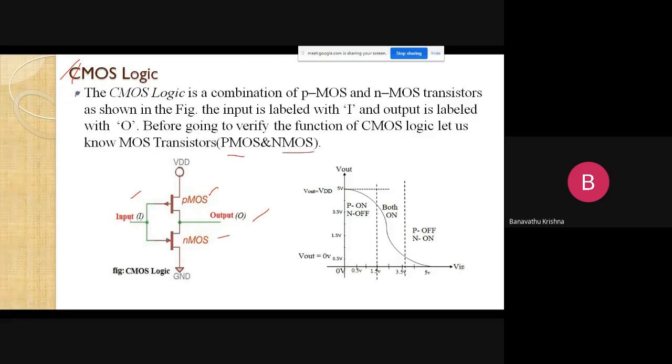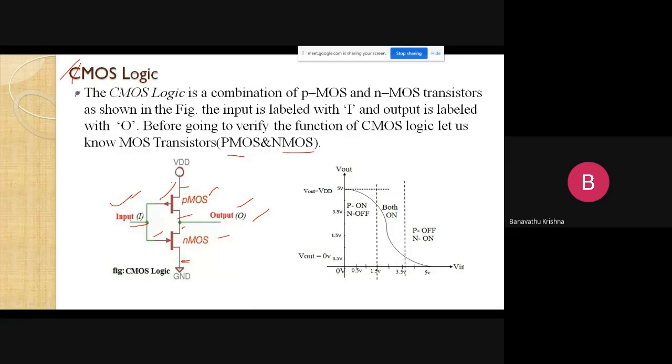I have already done this concept. Here the PMOS has three terminals: the source terminal, the drain terminal, and the gate terminal. Similarly, this is the NMOS device, with source, drain, and gate terminals. The common gates of the P channel and N channel are connected as a common input terminal, and the common drain terminals of PMOS and NMOS are connected together as the common output terminal, right? So this is the basic, complete circuit diagram of CMOS logic, right?